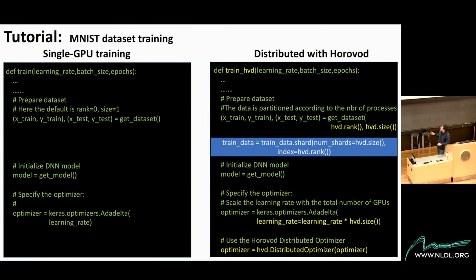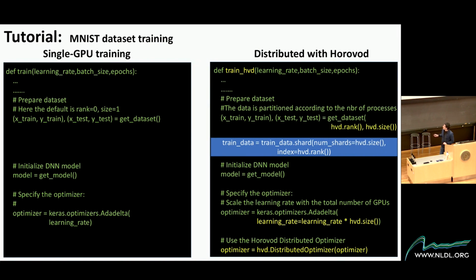Because this is a simple example. But if you have another scenario where you want to distribute the data across multiple workers, in this case you can use, for instance, the shard function. The number of GPU workers is assigned to the number of shards, and the rank index is assigned to the shard index here. So after preparing the data, you initialize your model the same way as in the single GPU.